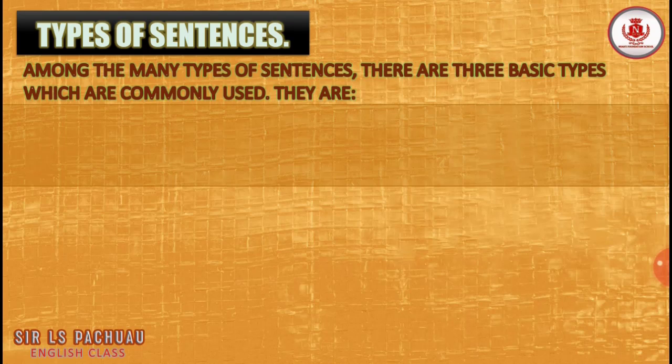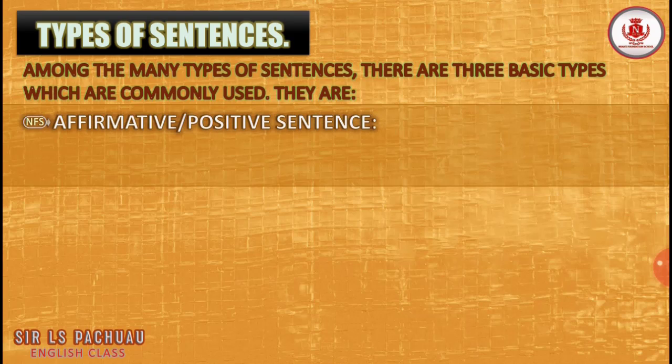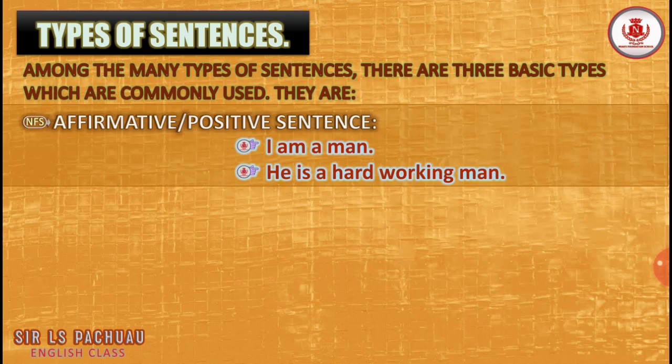Number one is the affirmative or positive sentence. Here, affirmative or positive means a fact or the truth. The sentence "I'm a man" is a fact. Or if he's a man, you can say "He's a man." So that's a positive statement. And here, "He is a hardworking man." Here also, it's a positive or affirmative sentence.